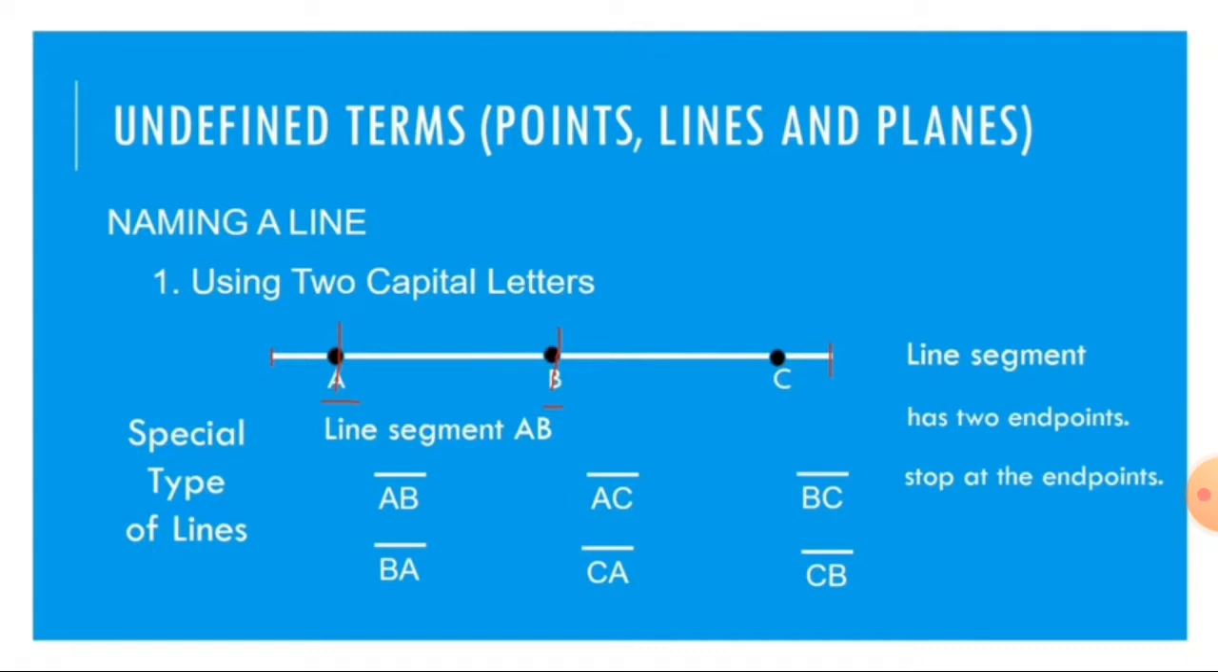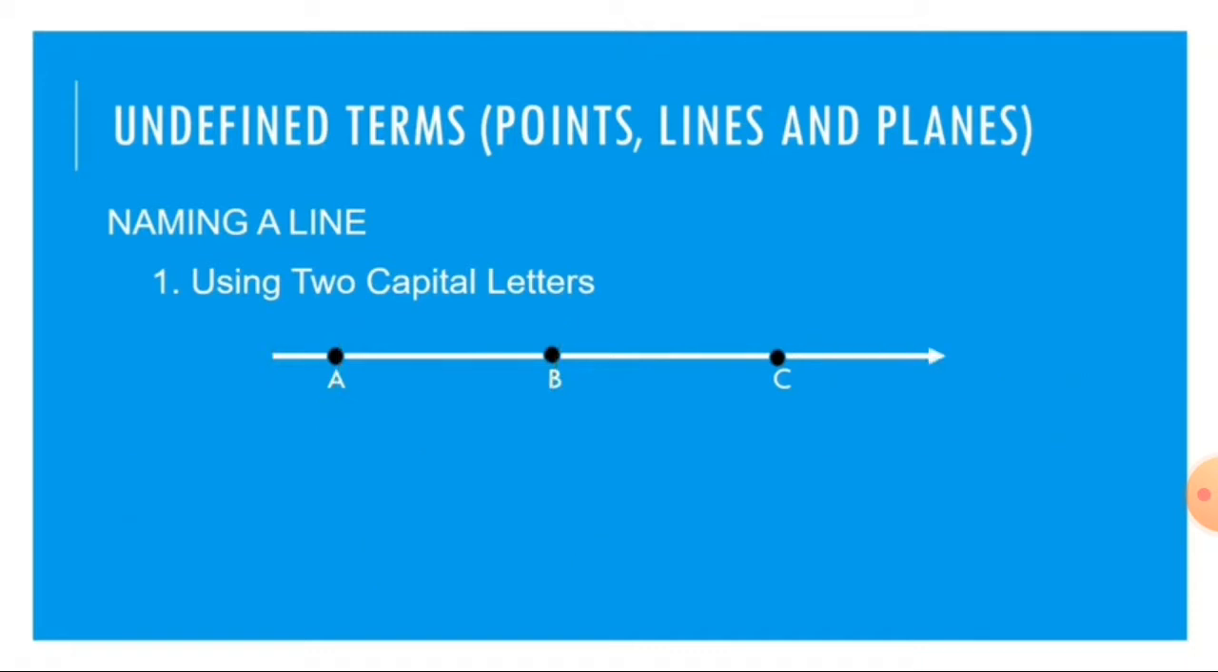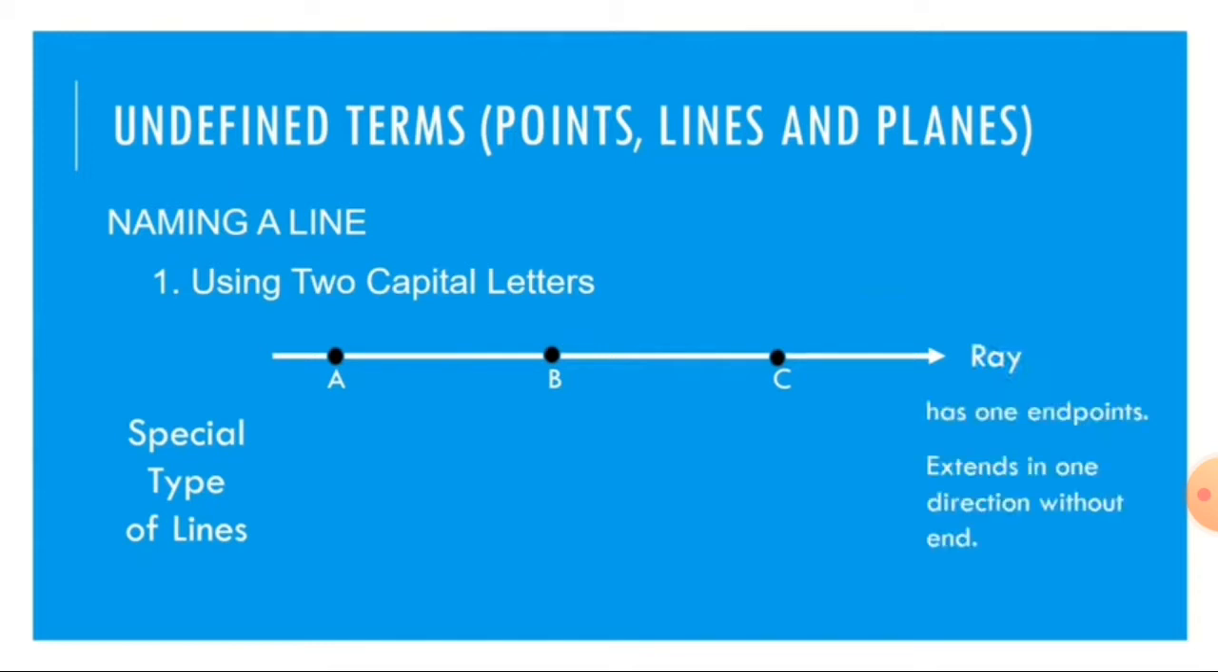Tignan nyo uli yung illustration ng line segment. Okay, at the other side, nagkaroon na ng arrowhead. So, naiba na uli siya. So, special type of lines pa rin siya. Ang tawag naman sa kanya ay ray. So, the description is this. One endpoint and extends in one direction without end. So, kung mapapansin nyo, itong nasa kaliwang side, endpoint yan. At yung nasa kabila namang side ay extended side kasi arrow. So, without end. So, extended hanggang kung saan makarating.